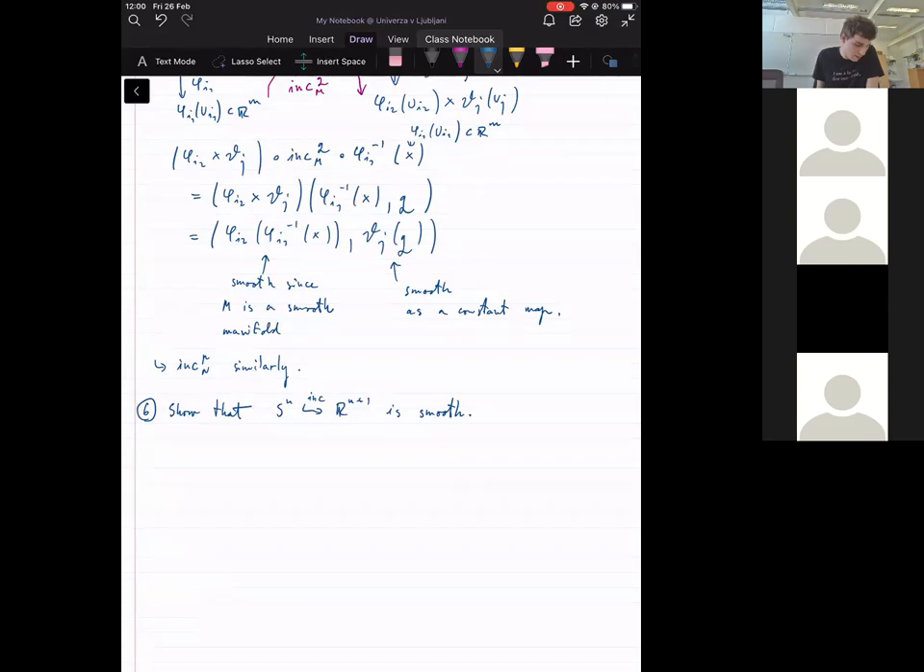Okay, so the charts on any n-sphere are known to you by now, and you know what the inclusion map does. So you have all of the ingredients in order to check that this map is smooth. Are there any questions here?